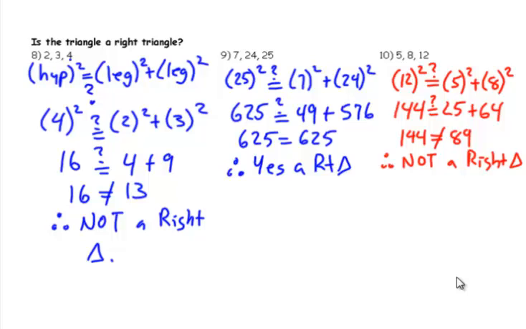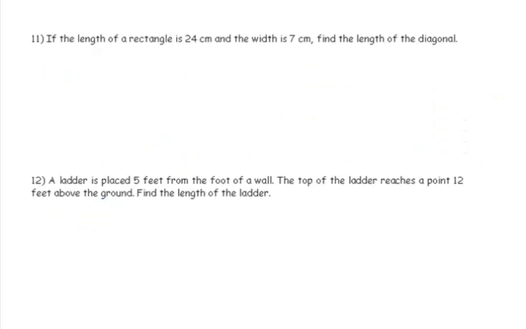So 25 and 12, those are the longest sides. That's what we're looking at to compare. All right, now, what I'd like to do here is number 11 and 12. These are two common types of questions that we can see.